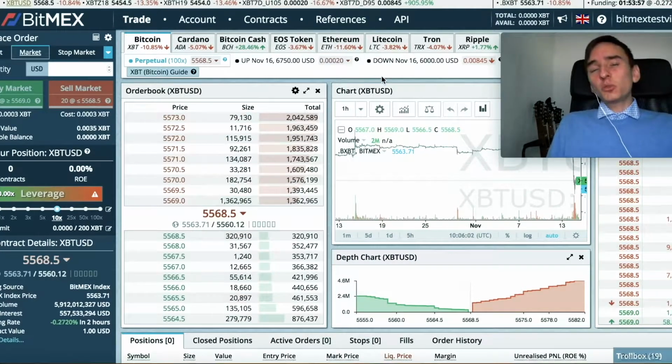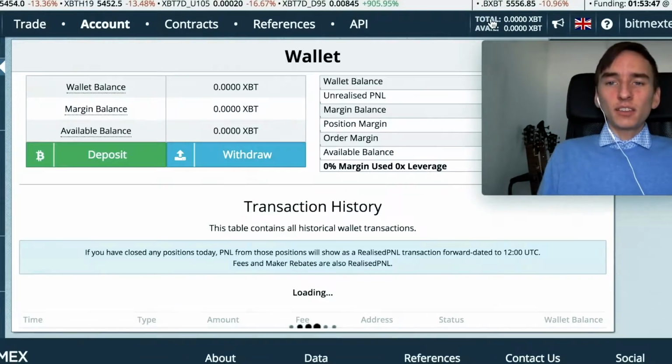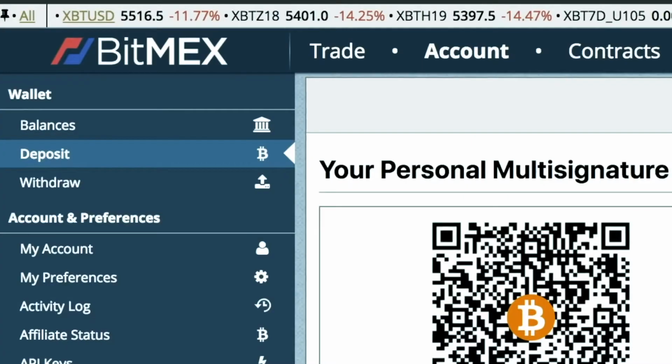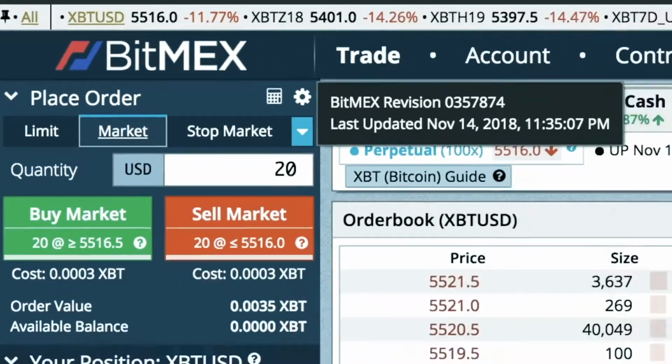And let me show you how to deposit Bitcoin. Up here you can see total. If you click on that total here, you get to your wallet and you click deposit. As we wait for the deposit to get deposited, let's go back to the home page here.